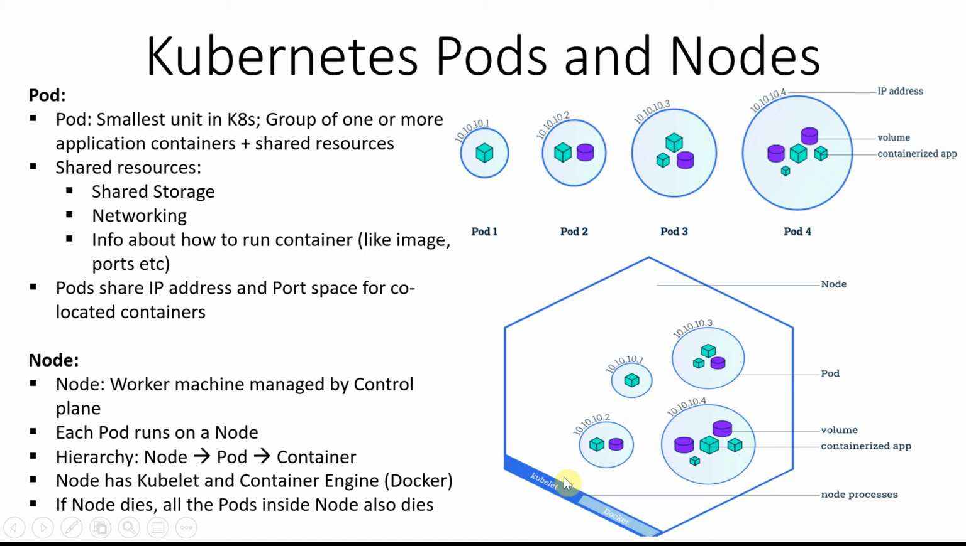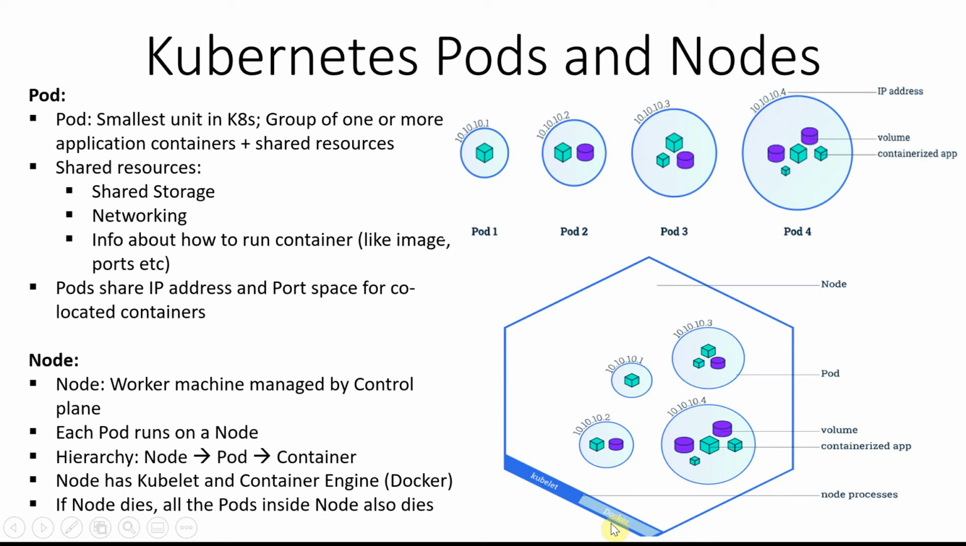This kubelet is the one which updates the status or health of a particular node or pod to the master. The kubelet is the smallest unit inside a node. These two are Kubernetes-specific components which will be deployed in a node apart from your pods. Kubelet is one component, and Docker is a container engine.